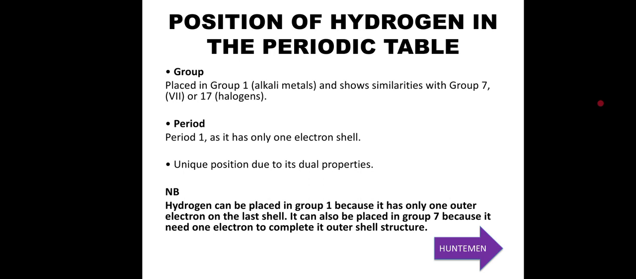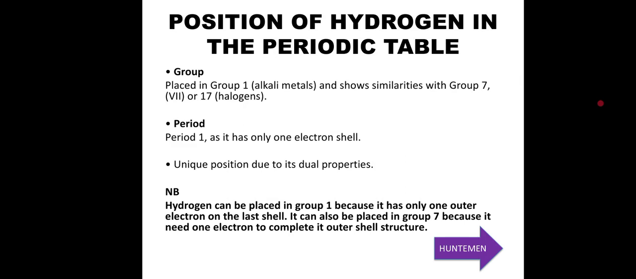That means hydrogen can be put in group 1 due to the existence of only one electron on the last shell, and it can also be placed in group 7 due to deficiency in electron on the last shell. That is, it needs one more electron to have a complete shell structure. Hydrogen is in period 1. Why? Because it has only one electron shell.